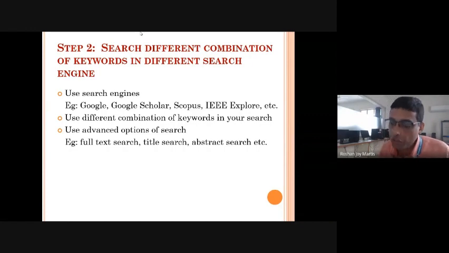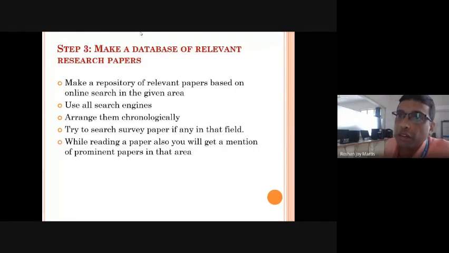From these results, download some papers and read them and find out what is not solved so far and needs to be solved, and formulate a problem on this aspect. Here what I'm saying is make a database of relevant research papers. After searching in the various search engines, you frame a database of various research papers.